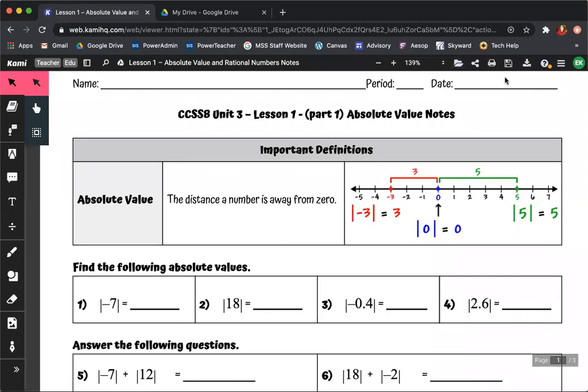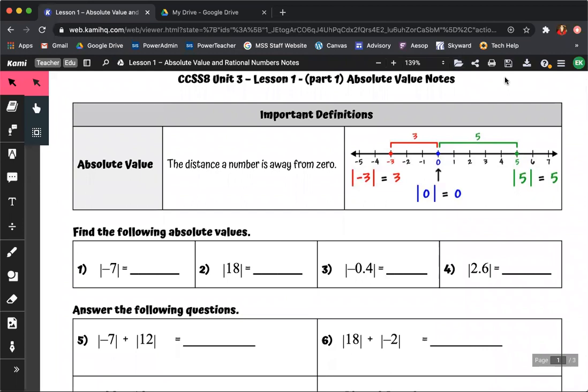All right, we are going to be looking at absolute value and then looking at classifying different types of numbers. So absolute value is the distance a number is away from 0. So as you can see over here, -3 is 3 away from 0. 1, 2, 3. The absolute value sign are these straight lines around the number. That's saying that we are finding the absolute value of -3, which is +3.